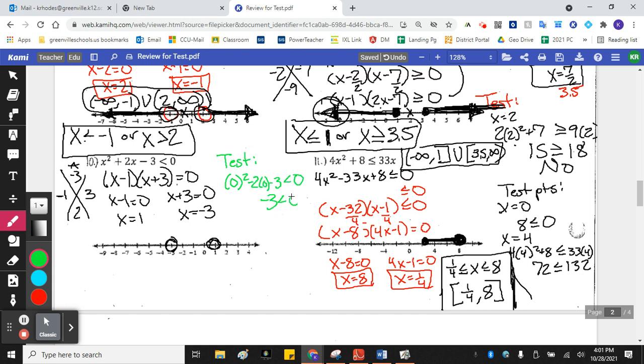So -3 is less than 0. That's true. So I shade in between. If you tested outside, it would say false, so you know you did it right.